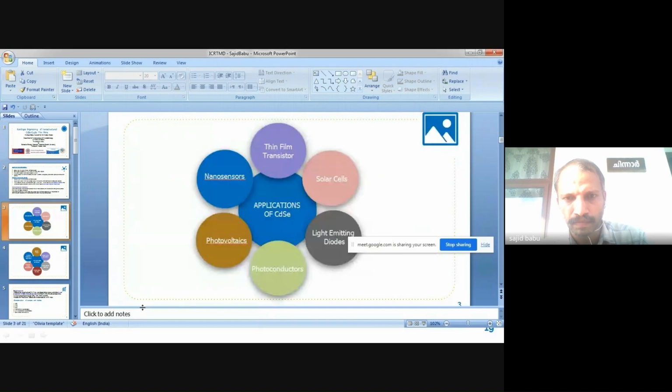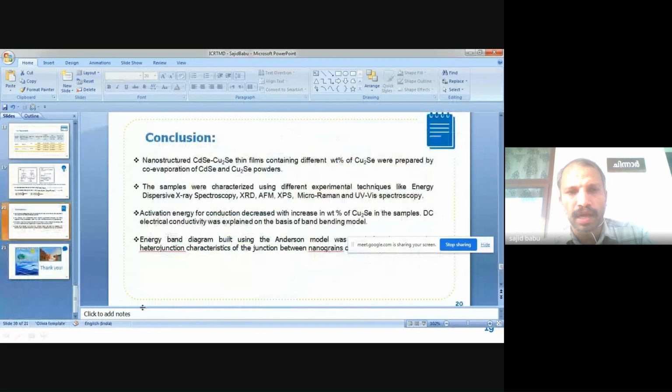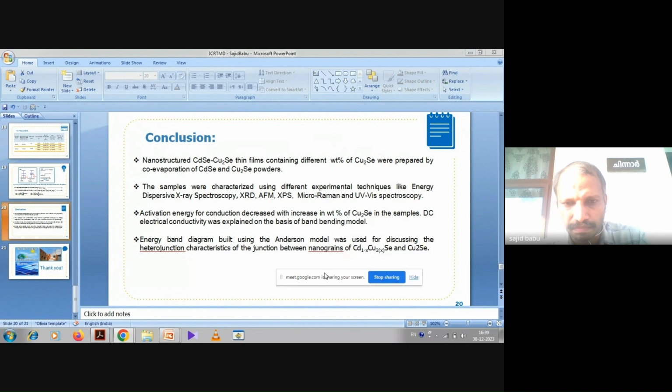And for the conclusion, nanostructured CDSC and C2SC films containing different weight percent of C2SC were prepared by the cold evaporation method. The samples were characterized using different experimental techniques like energy dispersive spectroscopy, XRD, AFM, XPS, micro-Raman, and UV spectroscopy. The activation energy for conduction decreases with the increase in the weight percent of C2C for the samples, and the energy band diagram level was determined using the Anderson model.